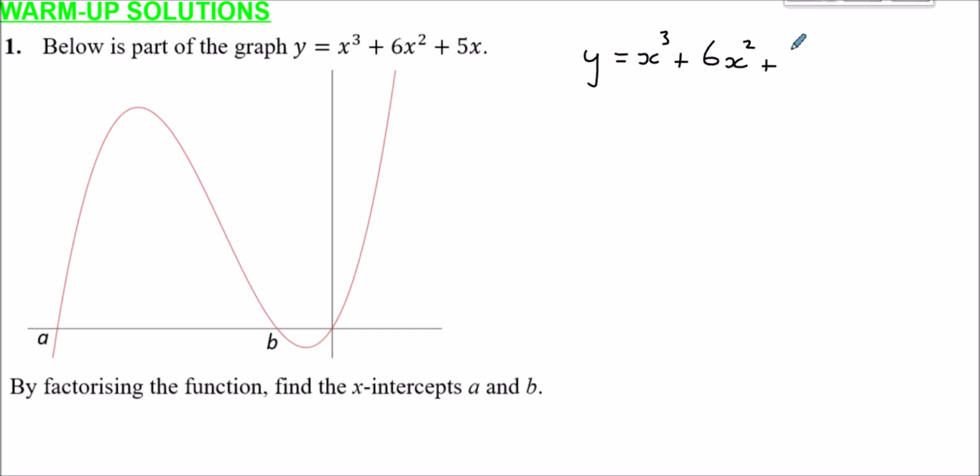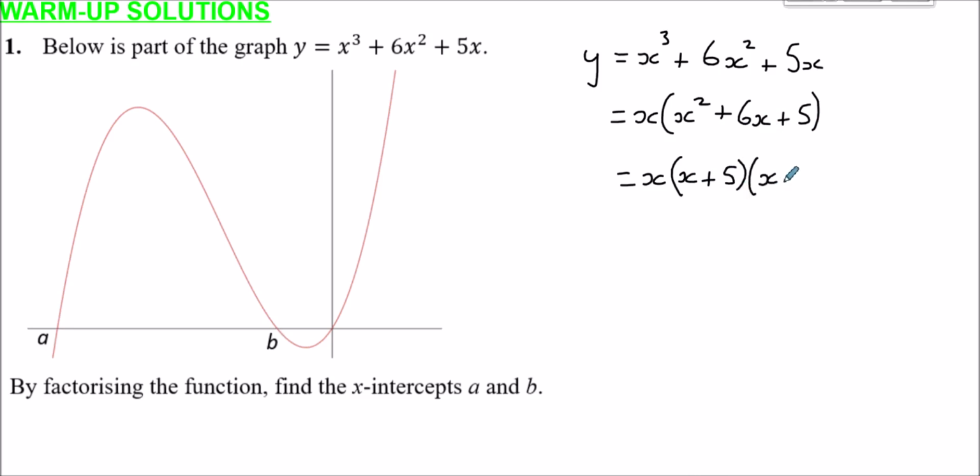Each of these terms has an x inside, so we can factorise out the x straight away. So we get x brackets x squared plus 6x plus 5, and that will in itself factorise. 2 numbers that add to 6, multiply to 5, that's going to be 5 and 1. So we have x brackets x plus 5 brackets x plus 1. So therefore, the intercepts are given when each bracket is equal to 0. So the intercepts are therefore minus 5 and minus 1.